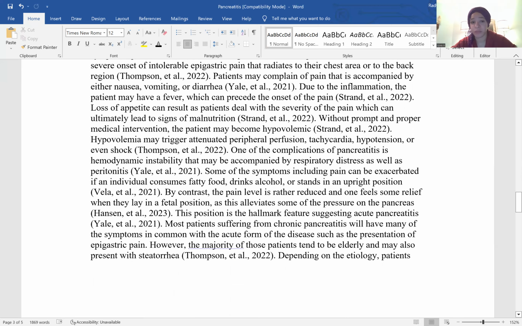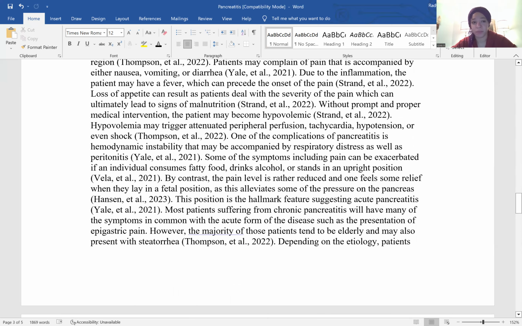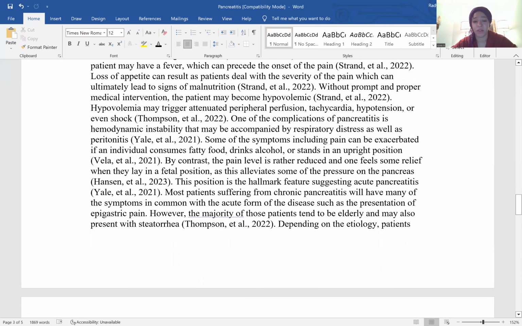Due to the inflammation, the patient may have a fever, which can precede the onset of the pain. Loss of appetite can result as patients deal with the severity of the pain, which can ultimately lead to signs of malnutrition. Without prompt and proper medical intervention, the patient may become hypovolemic. Hypovolemia may trigger attenuated peripheral perfusion, tachycardia, hypotension, and even shock.